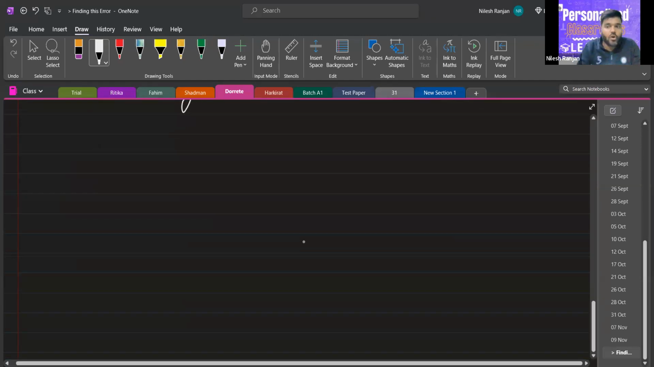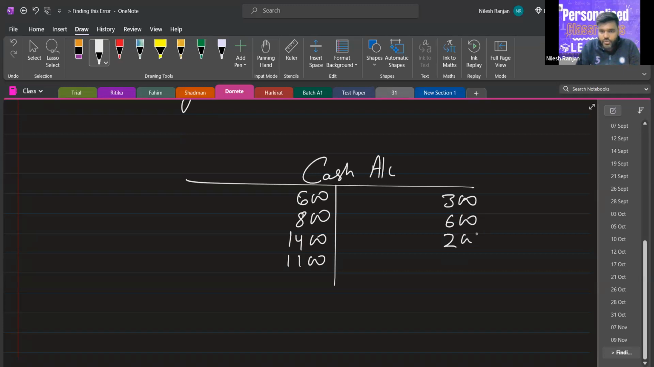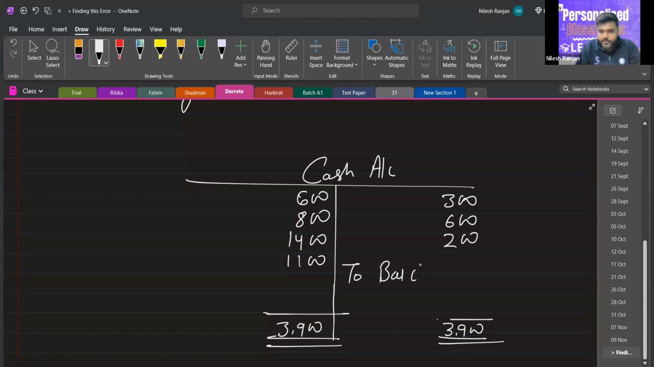Let's see how it will solve our problem. Let's say this is our cash account. There are many items, like 600 on the debit side, 800, 1400, and 1100. On the credit side, there are 300, 600, and 200. When we total this, the debit side total is more than the credit side, 3,900, and the balance should be 2,800. Yes, this is the correct situation.